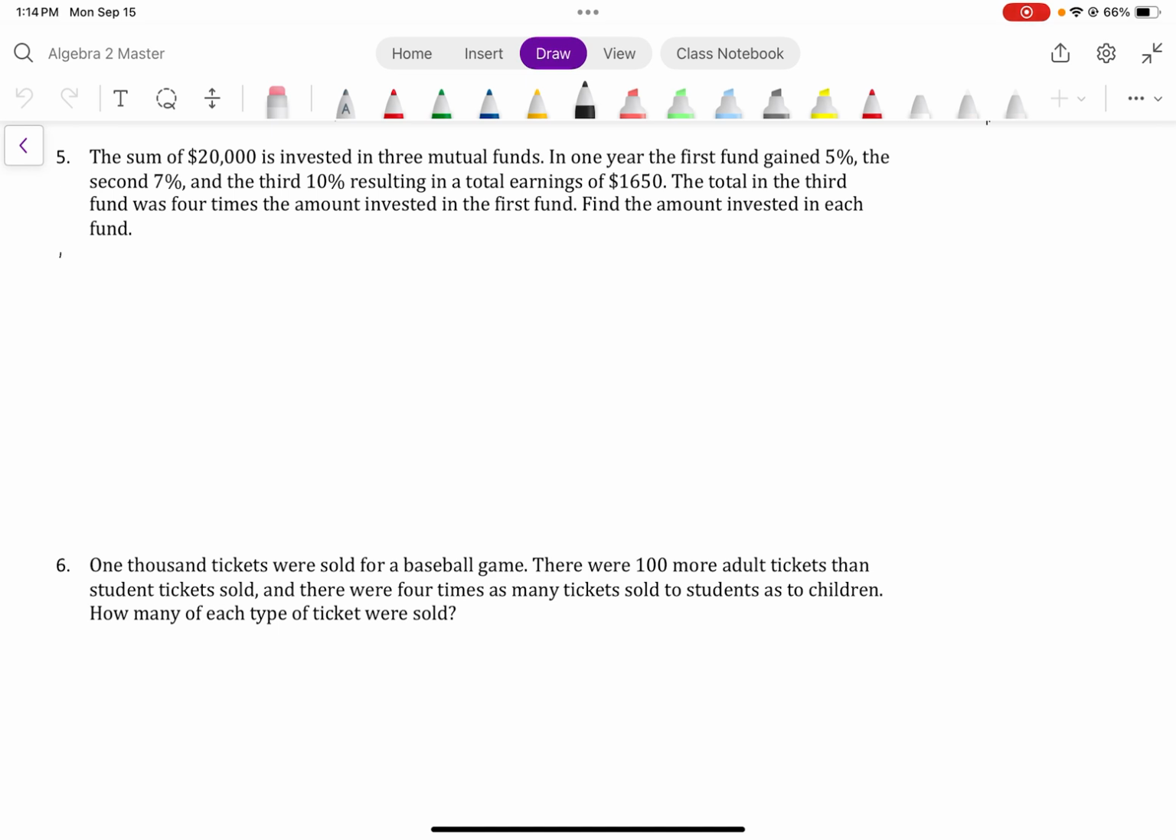There are 3 mutual funds. I'm just going to call them first fund, second fund, and third fund. It doesn't really matter what we call them as long as we know what we are talking about.